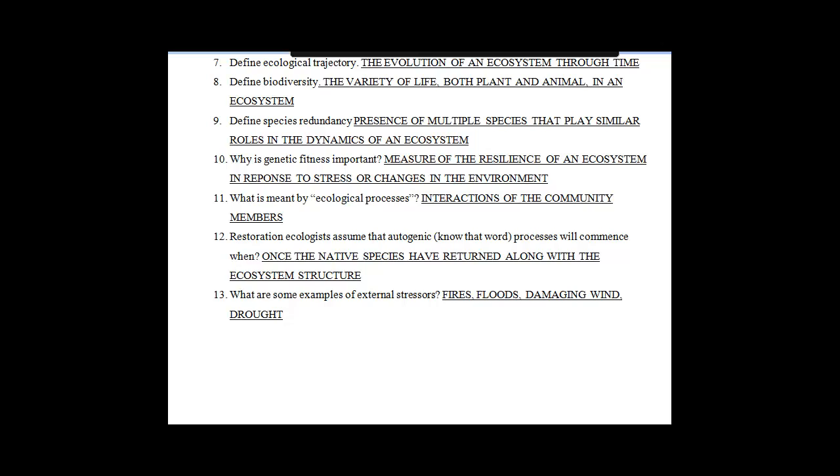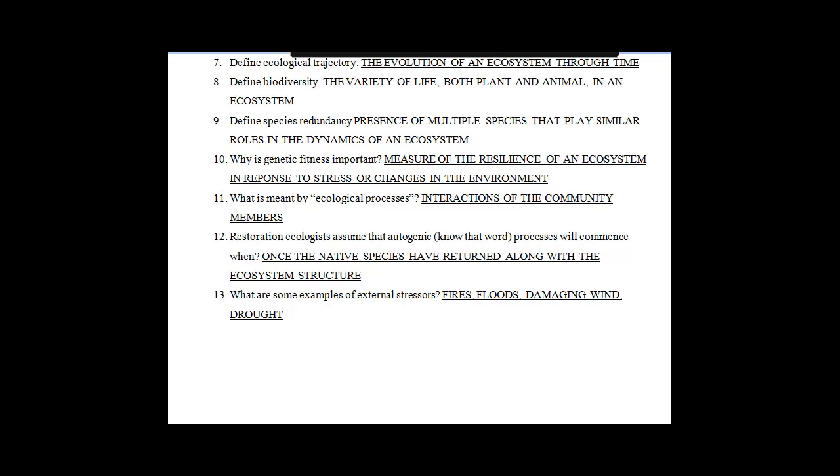Number 12 is an interesting one. For restoration ecologists, this idea of autogenic processes that just take place naturally: when do those natural processes of the ecosystem really get going? Number 12. And the idea is once you return the native species, then it's assumed that all those ecological processes will also start up again.